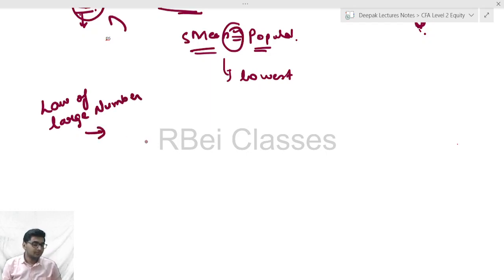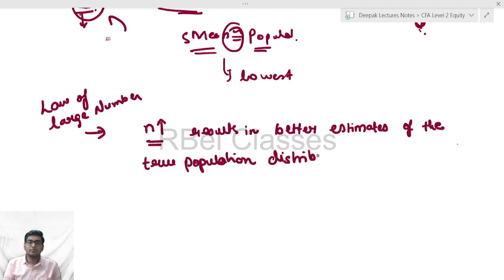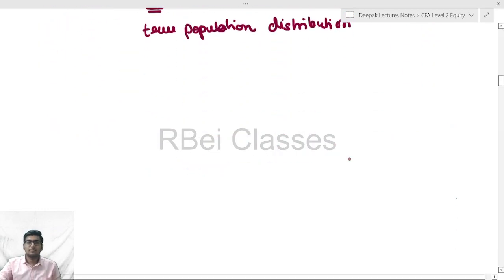Write down the first statement. Increasing the sample size. Even you can write these with arrows, if you understand that n is your observation, n is your sample. So if you are increasing the sample size, it results in better estimates of the true population distribution.